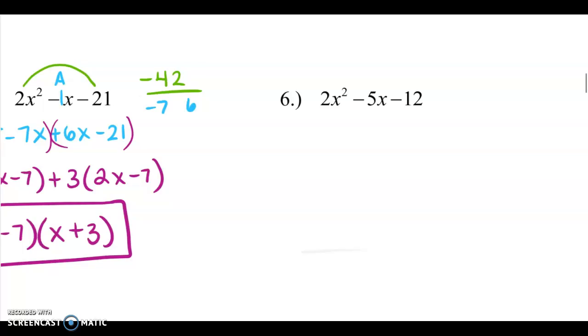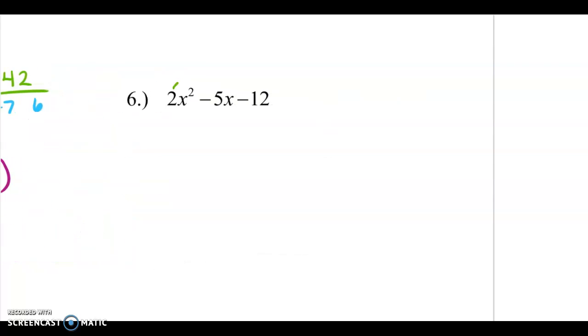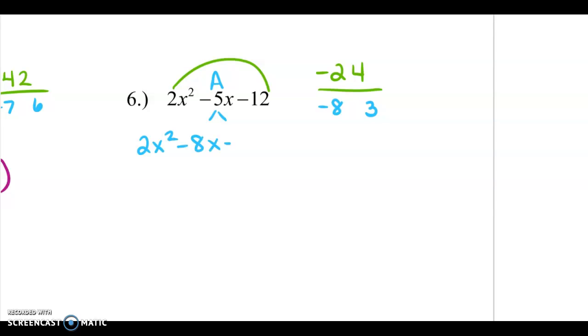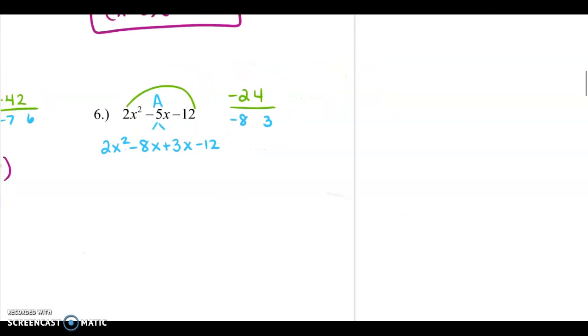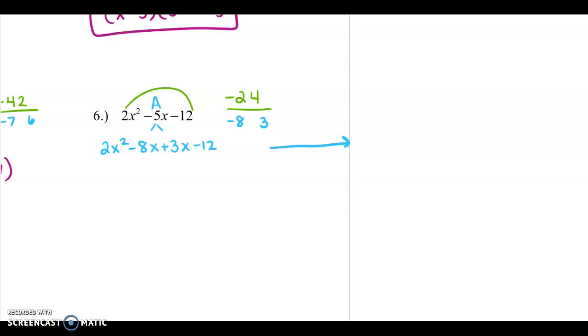Okay, last one here. Multiply the first and the last, it gives me negative 24. Two numbers that multiply to negative 24 and add to negative 5. So that's going to give me negative 8 and 3. So this is 2x squared minus 8x plus 3x minus 12. Now you might be asking yourself as you're going through this, well, do I have to put it in that order? No, you don't have to put the negative 8 first.